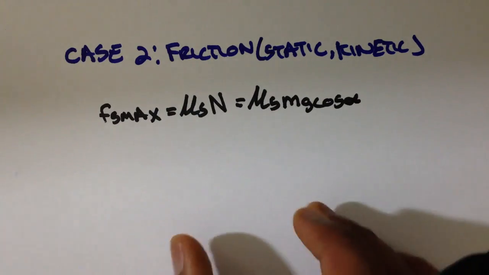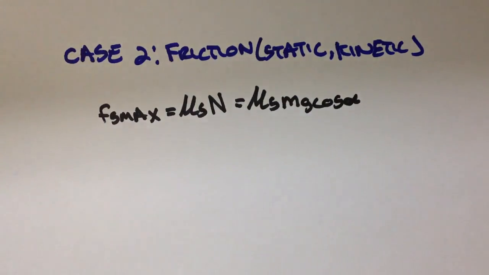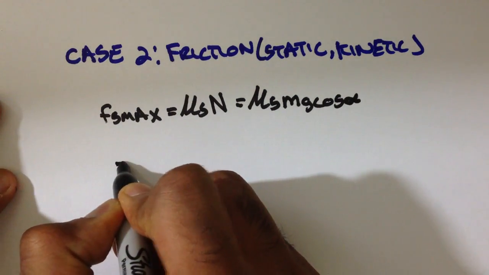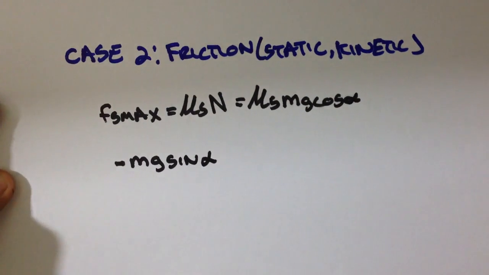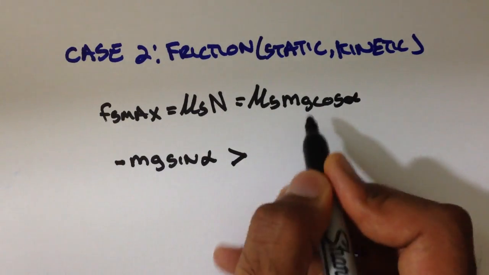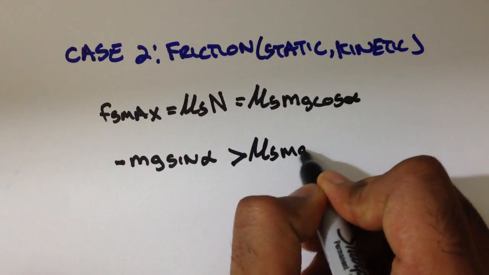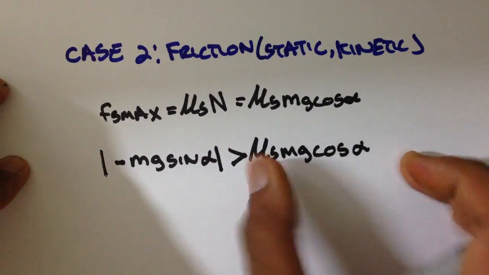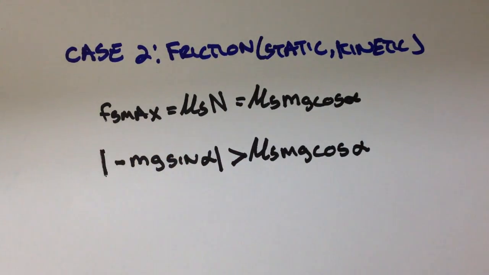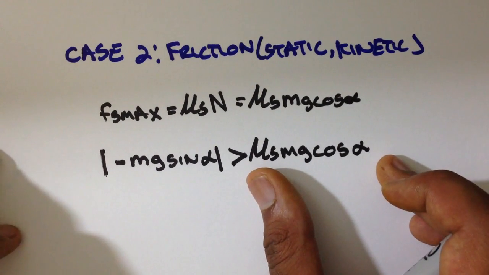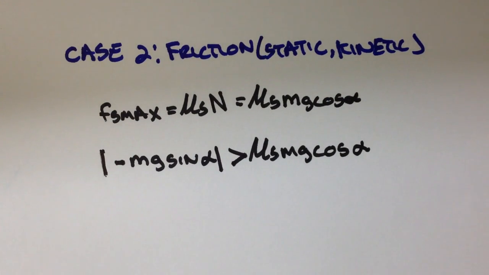Let me write that and illustrate that for you mathematically. So mathematically, we know that the net force is negative mg sine alpha, and its magnitude must be greater than the maximum static frictional force, mu s mg cosine alpha. Okay? Once the magnitude of the net force is greater than mu s mg cosine alpha, the maximum static frictional force, the body will then accelerate at a rate a, which is what we will find out right now.